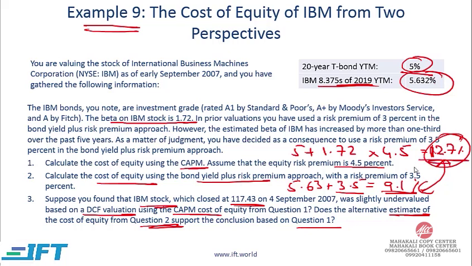So with 12.7%, we find the stock somewhat undervalued, which means that the intrinsic value we come up with using 12.7 is a little higher than 117. If we use a lower cost of equity, then we will come up with an intrinsic value that is even higher because we will be discounting at a lower rate. So the present value will be higher. So with 9.1%, we will conclude that IBM is even more undervalued.